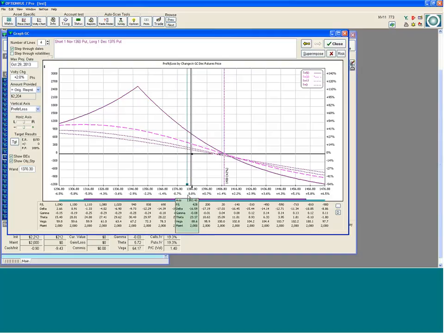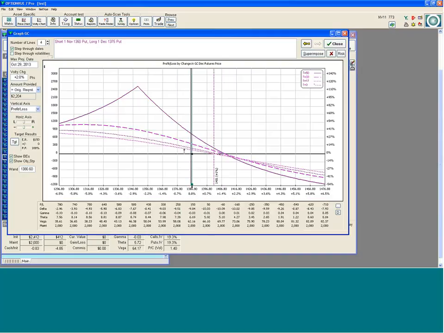These are the two strategies that I would use as a go-to strategy for, as I say, a bearish outlook with an expected increase in implied volatility.